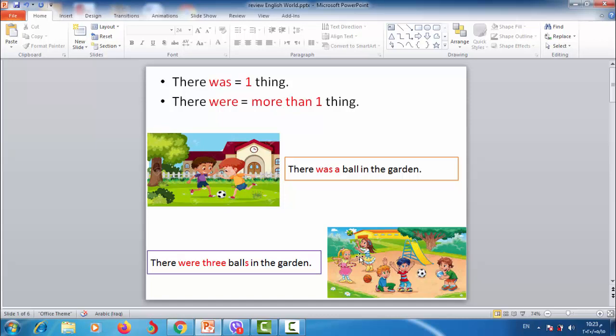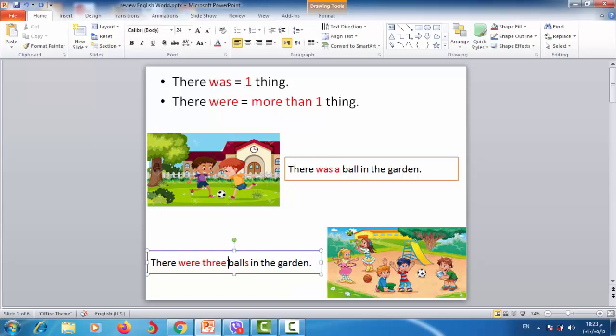And the other example, look at this picture. There were 3 balls in the garden, guys. We know it is were. Why? Because we have 3. Besides 3, we have the plural s. Because of this plural s, we can know this is there were.